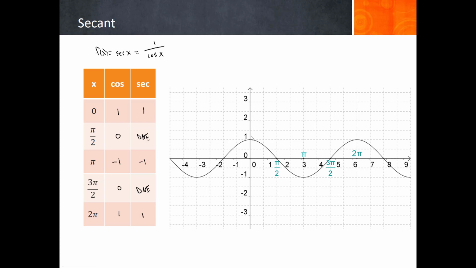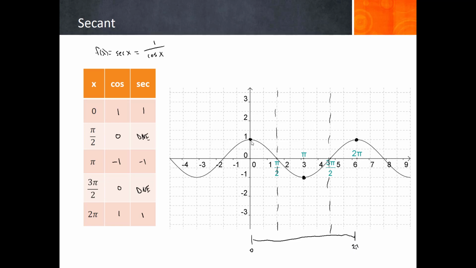So I can plot points at x is 0, y is 1. So 0, 1. At pi, negative 1, and then at 2 pi, positive 1. So we actually get 3 points this time. And I get asymptotes at pi over 2 and 3 pi over 2. And if you remember, again, our period normally is from 0 to 2 pi. It's still going to be that here.